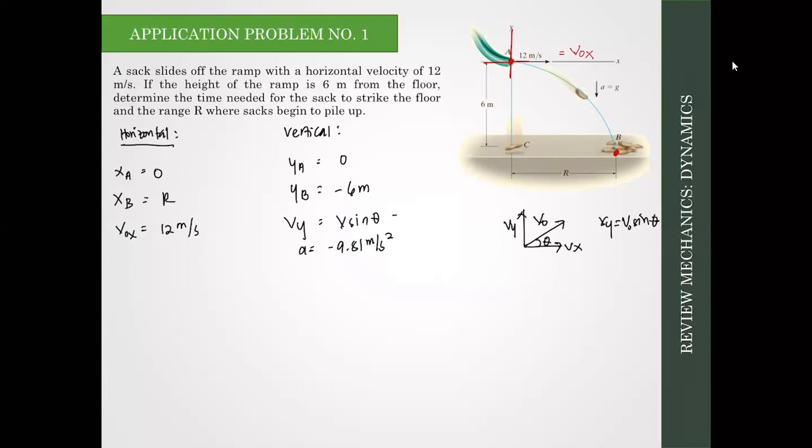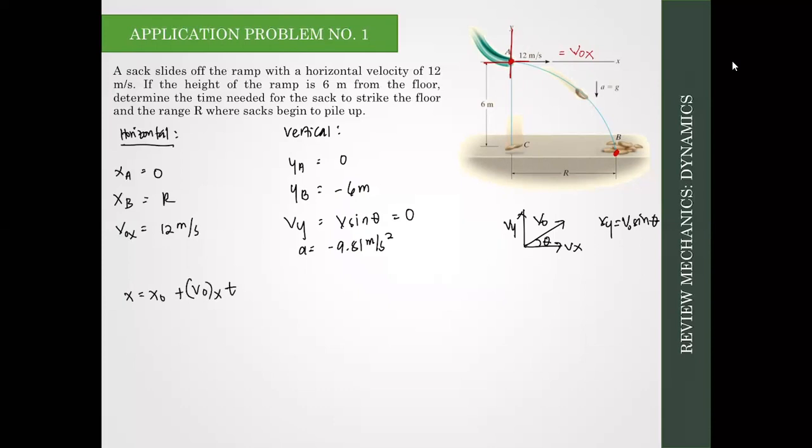So, dito, I think Vy is 0, no? Time is unknown. So, I guess we can start now with the solution, no? So, going back to sa mga equations natin, tingnan natin yung sa horizontal. X is equals to x sub 0 plus v sub 0 x times t.